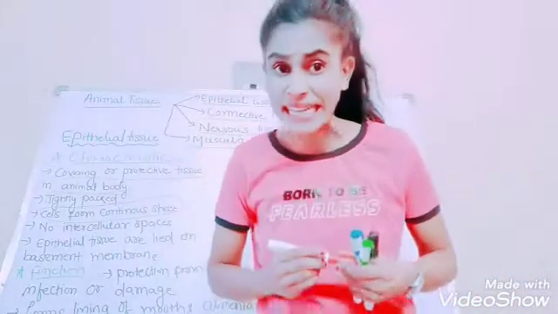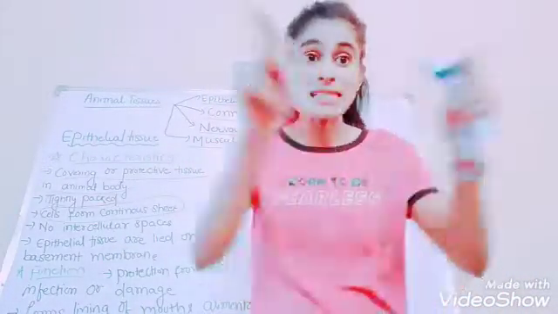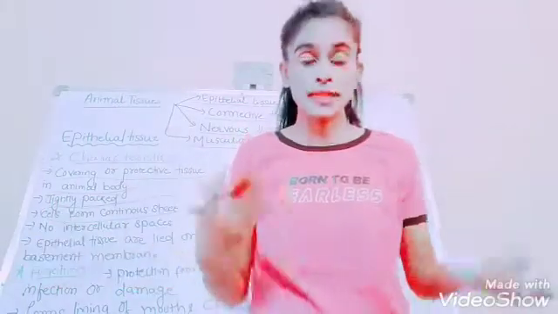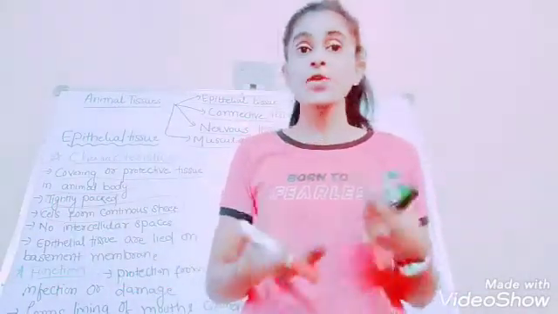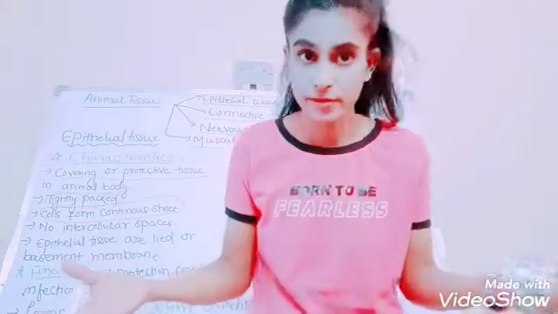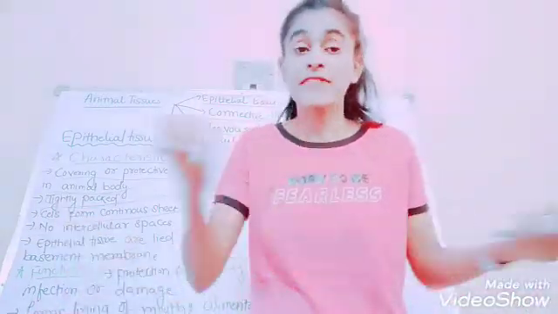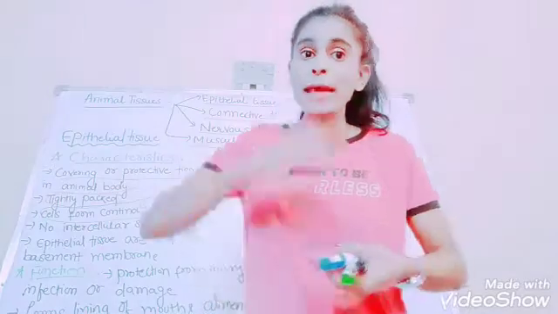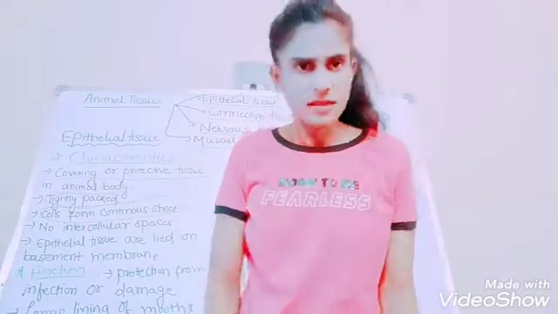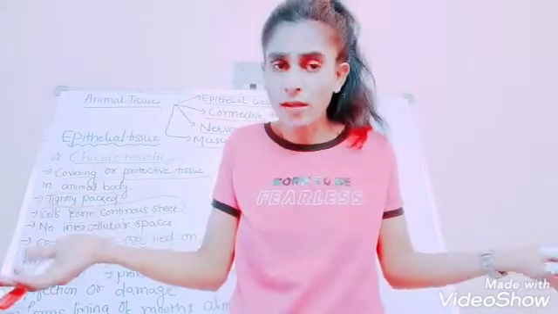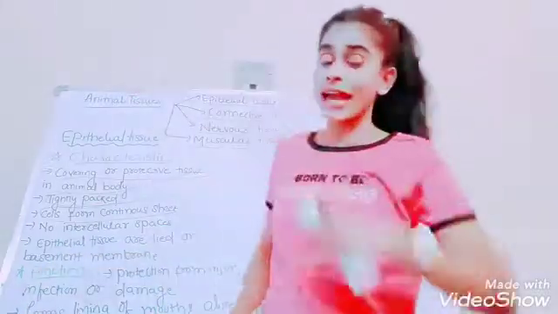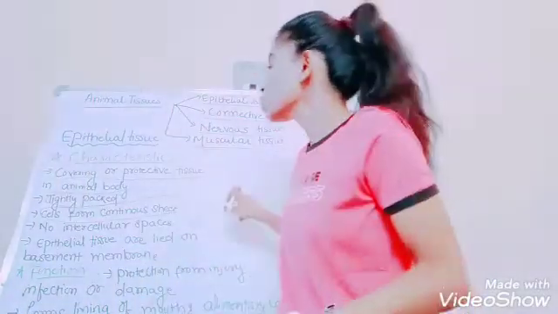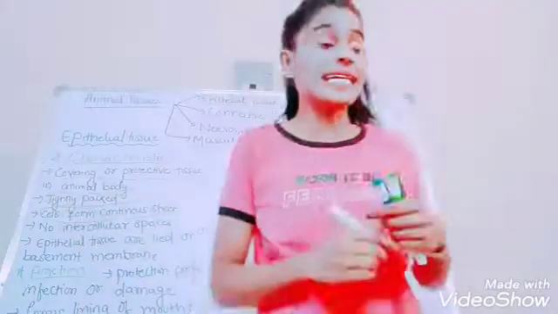What is a continuous sheet? Just like a sheet of paper, or you can compare it with your floor. You have seen our floors are made up of tiles. Are tiles placed one above the other? No, not at all. A single layer of tiles is there, a single membrane, a single layer. So the cells form a continuous sheet.